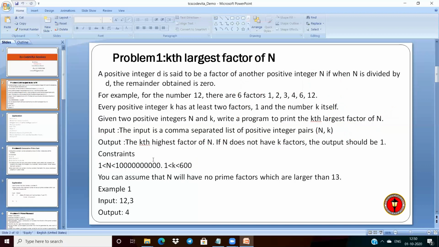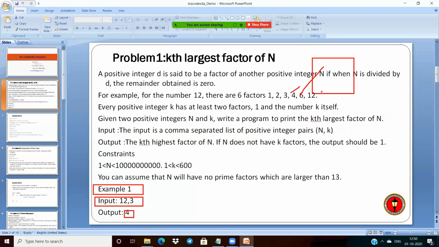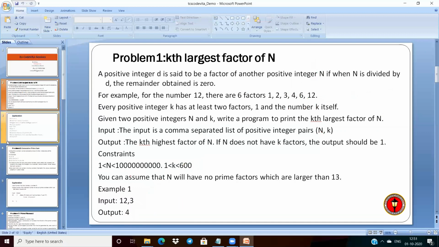So let's see the test cases here. The first test case: I'm giving the input 12 comma 3, and the output will be 4. Why? See, the factors of 12 are 12, 6, 4, 3, 2, 1. This is the largest first, largest second, and largest third. Your k value is 3 here, so the third largest factor will be 4. Like this, we can find it.